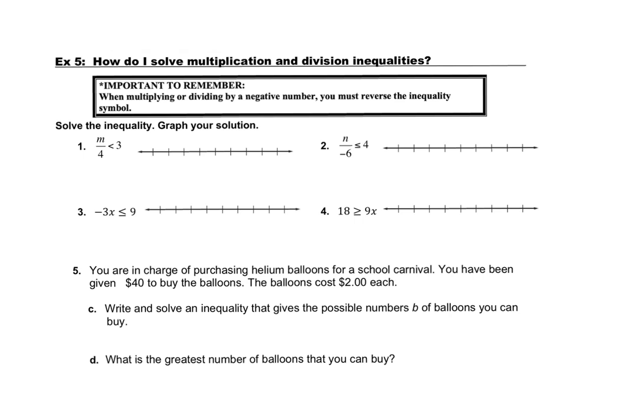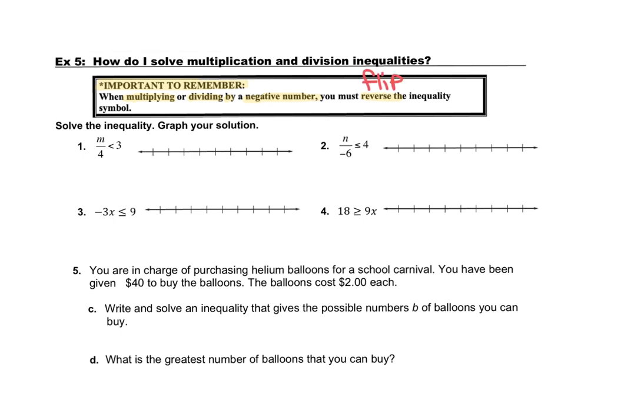All right, example number 5, how do I solve multiplication and division inequalities? Well, we're going to do these just like we do our equations. However, we have to remember that when multiplying or dividing by a negative, you must reverse the inequality symbol. So we're going to be flipping them.